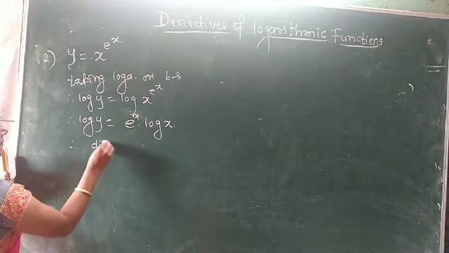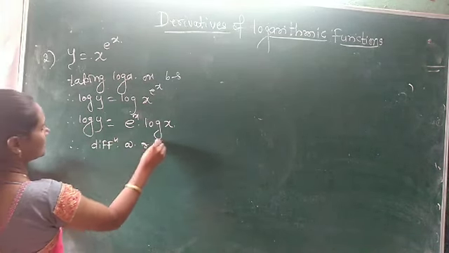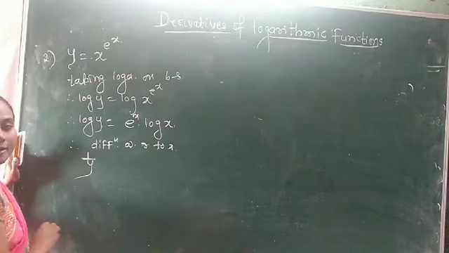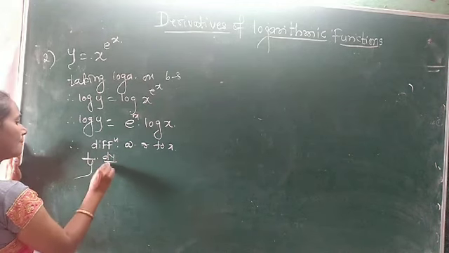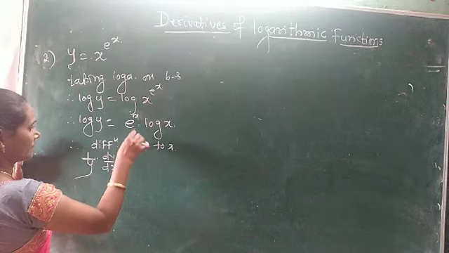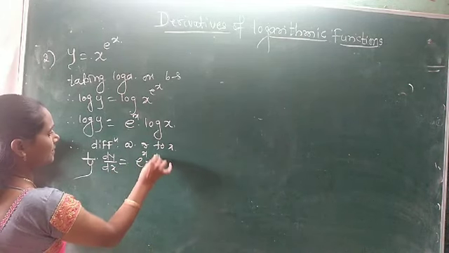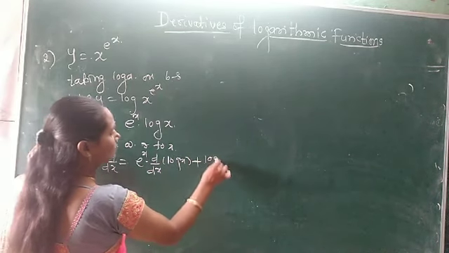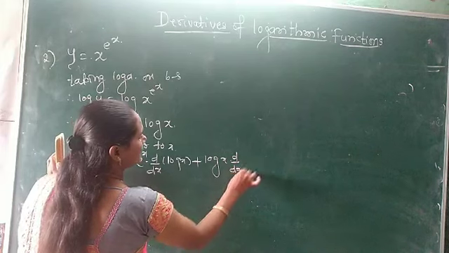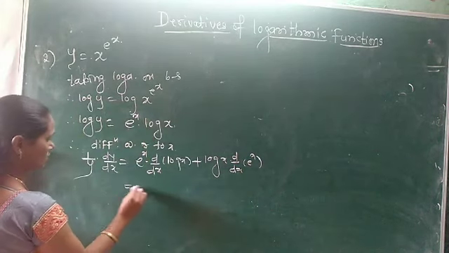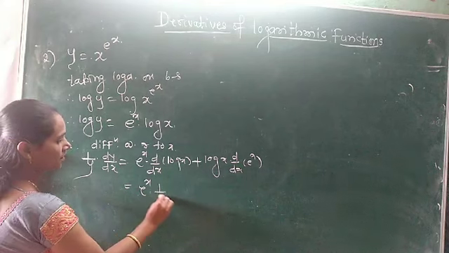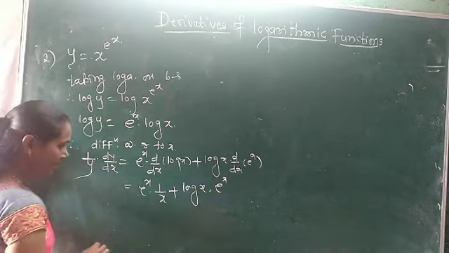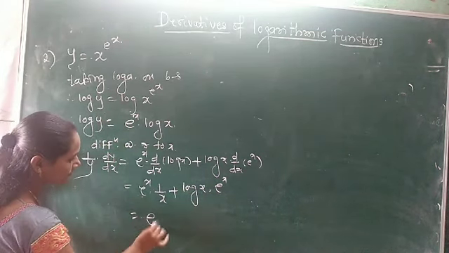Therefore, differentiate with respect to x. Derivative of log y is 1 upon y into derivative of y, dy upon dx. Now again use product rule. E raised to x into derivative of log x plus log x into derivative of e raised to x. So keep e raised to x as it is, derivative of log x is 1 upon x, plus, now this log x as it is, and derivative of e raised to x is e raised to x. Now take e raised to x common from these both terms.